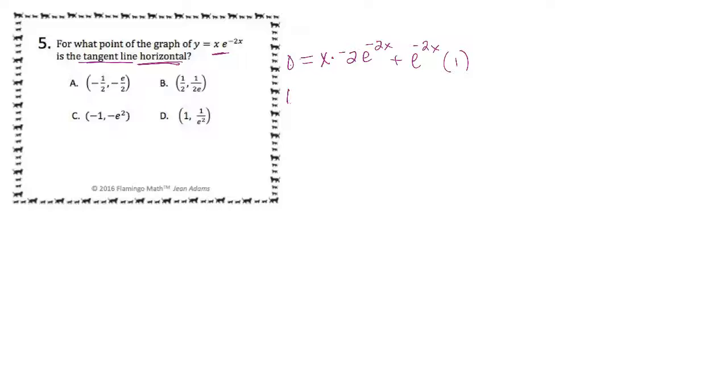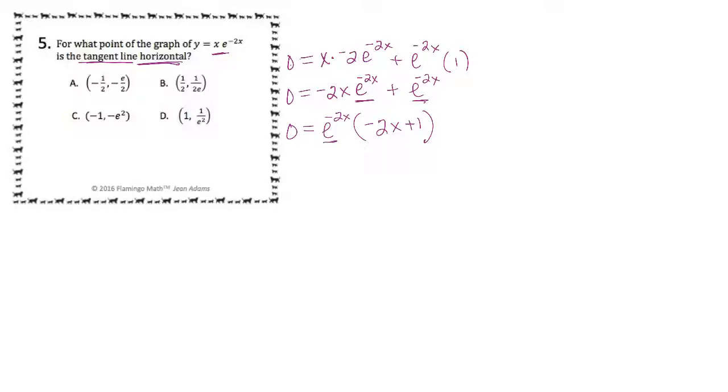So let's see what we have here. We have 0 equals negative 2x e to the negative 2x plus e to the negative 2x. So it looks like we have a greatest common factor of e to the negative 2x, so I'm going to factor that out. And left over is negative 2x plus 1. And setting these all equal to 0.